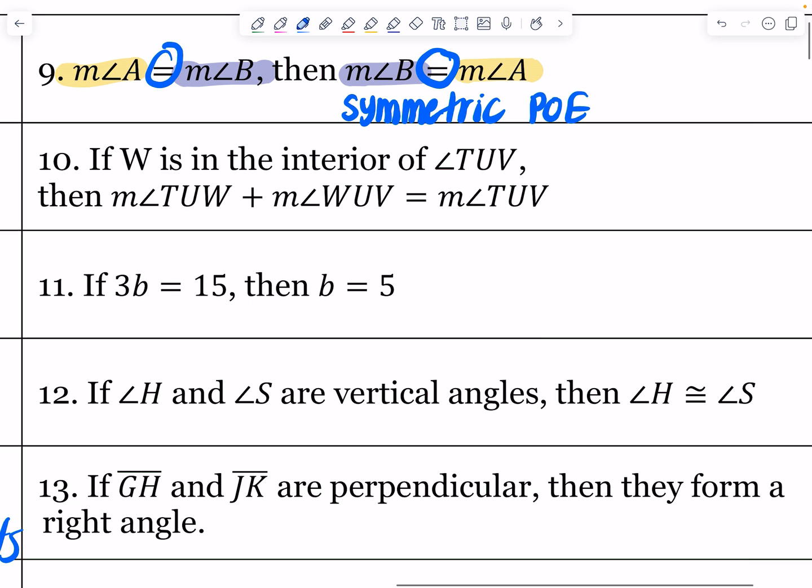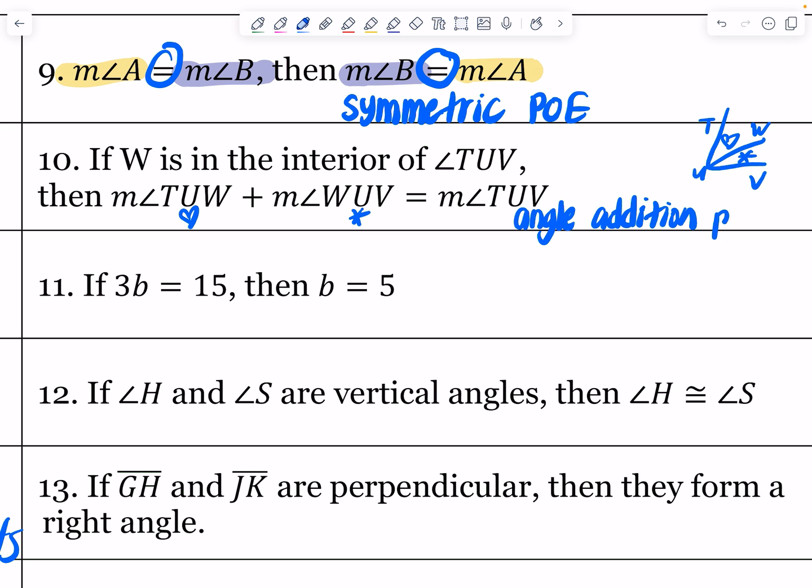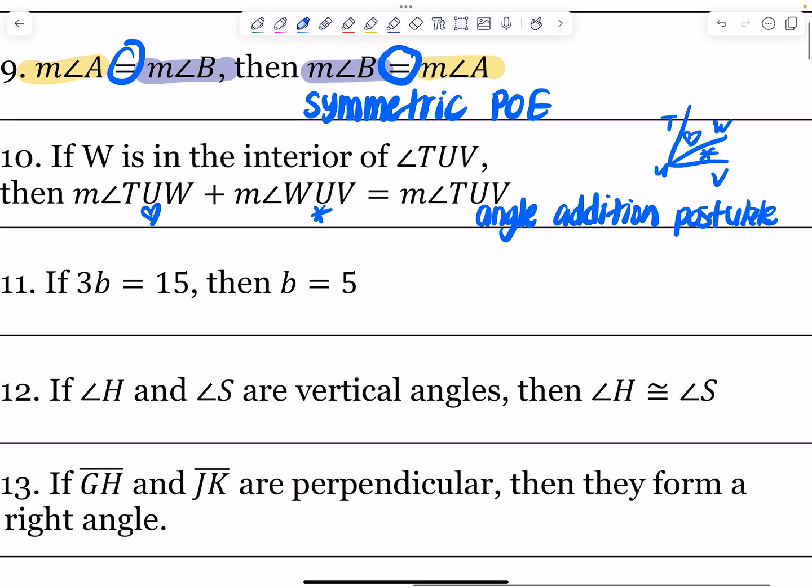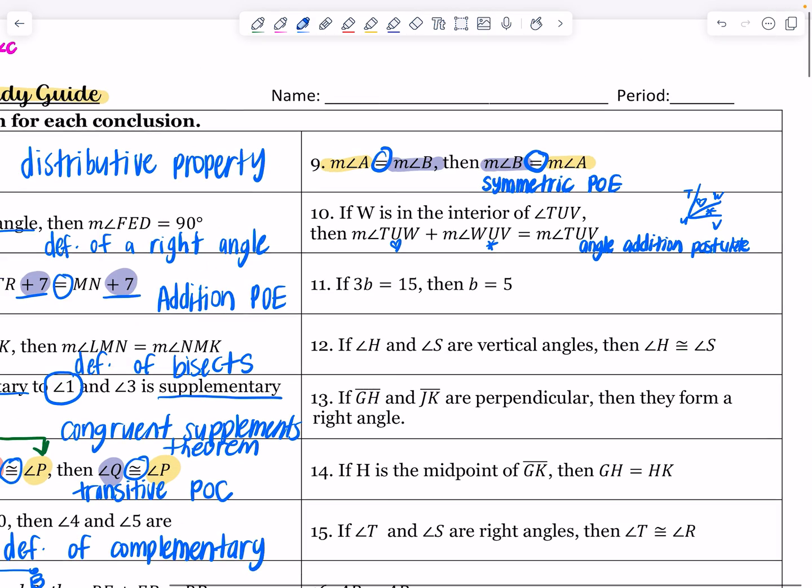Now it says if W is on the interior of angle TUV. So if I have an angle, I'm going to just draw it out, it's TUV, and I have W somewhere on the interior. This says that the measure of angle TUW plus the measure of angle WUV is going to be equal to the overall angle. What is that called? Not the segment addition postulate. This is going to be the angle addition postulate. That just says if you add together the smaller pieces of the angle, you get the full amount. Angle addition postulate.